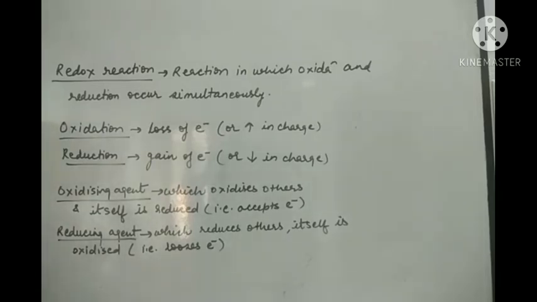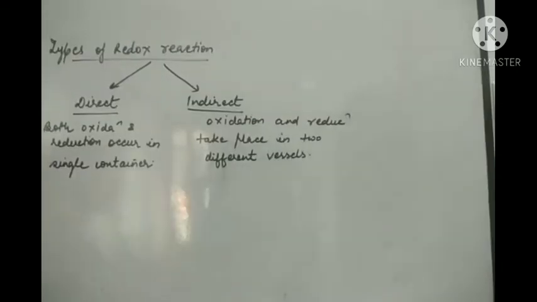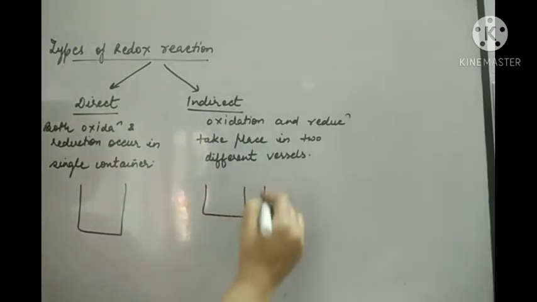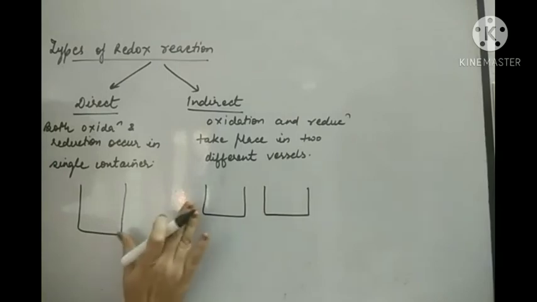Okay, now we'll discuss types of redox reactions. There are two types of redox reactions. The first is direct. Direct means the oxidation and reduction will take place in a single container. The oxidizing agent is also placed here, the reducing agent is also placed here, and both the processes take place simultaneously. But in indirect redox reaction, we have two different containers, and here oxidation will occur in one container and reduction will occur in the other container.